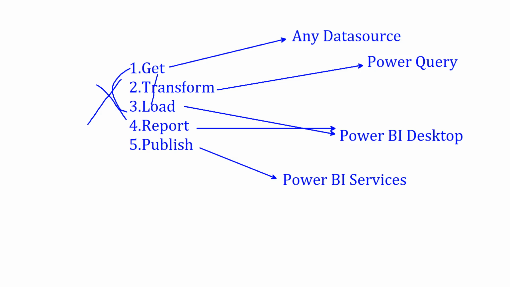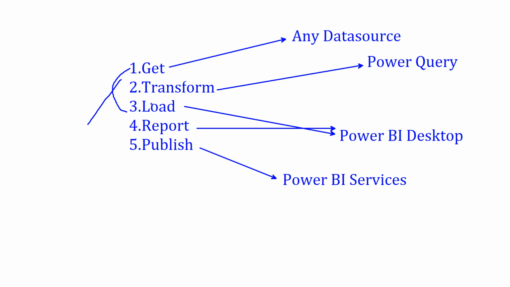In transformation, we have a specific tool for checking your column quality. Whether your columns are correct, whether there is some problem in the columns. To check the column quality, we have a tool available in transforming. So always go with get, transform, and load. Don't skip the transform. My recommendation is always try to transform it and load it.